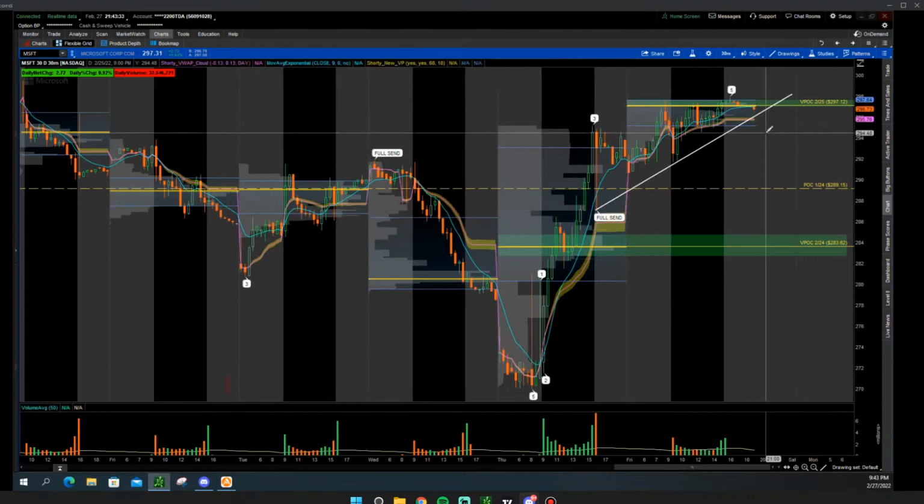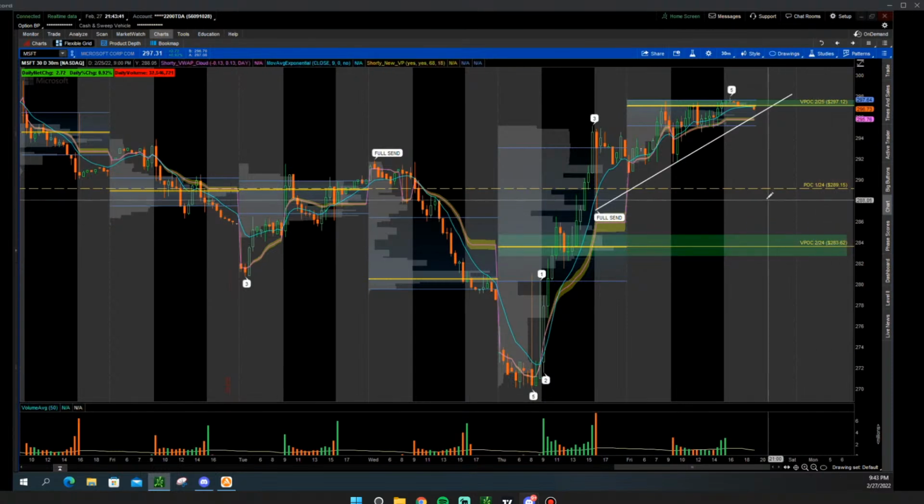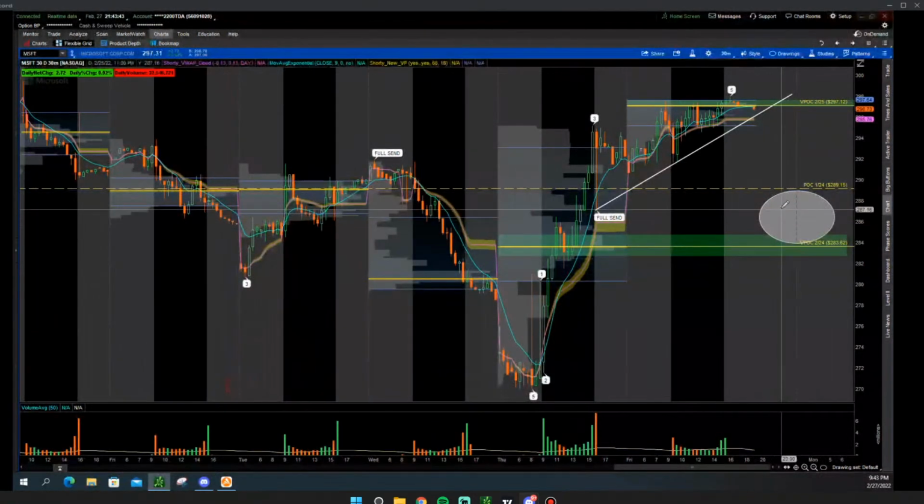I know we're not going to get it, but this is an easy short tomorrow. If we break the 289 all the way to 283, this is the play we're going for tomorrow, if we get it.